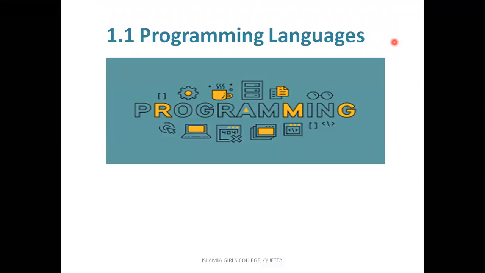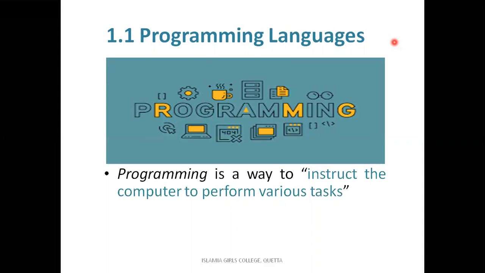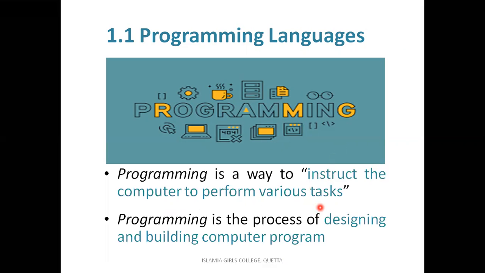We have seen the programming languages in the previous lecture, and we have seen that programming is the way to instruct the computer to perform various tasks. This means that we are giving the instructions to the computer to get some job done or to achieve some specific results. We can also say that programming is the process of designing and building the computer program. And the computer program is also the set of instructions.